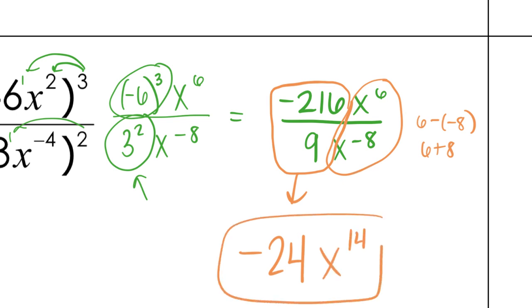And there we go. That's how we would leave our answer. I don't see any negative exponents, so we don't have to rewrite them. Remember, negative numbers are fine. You just can't have negative exponents.